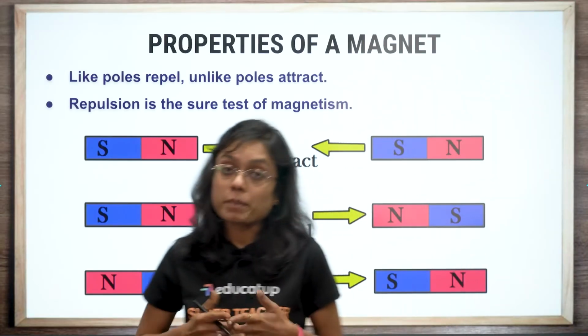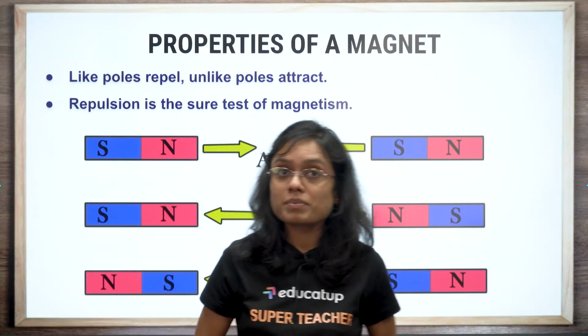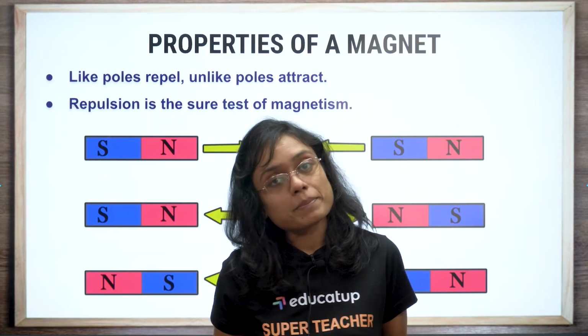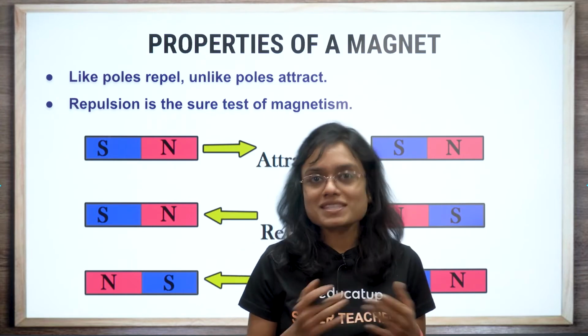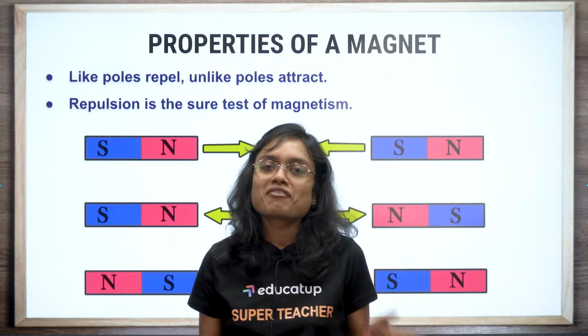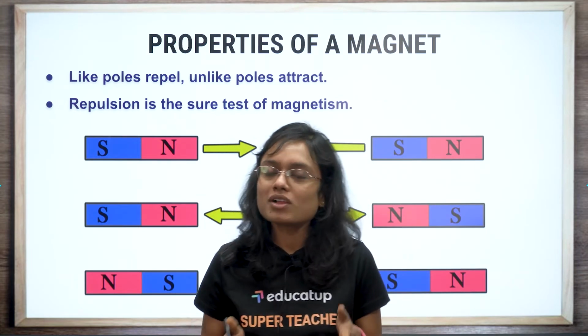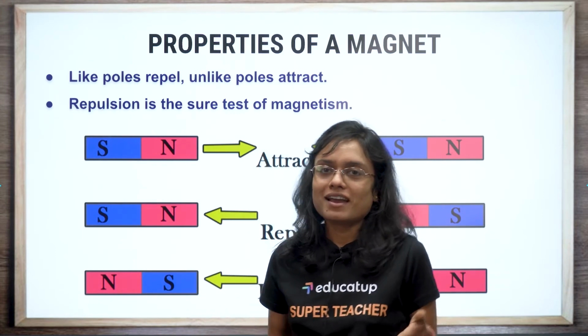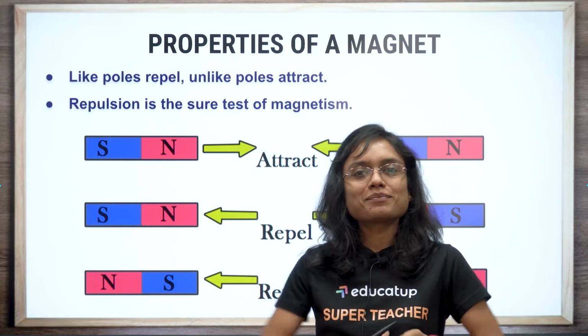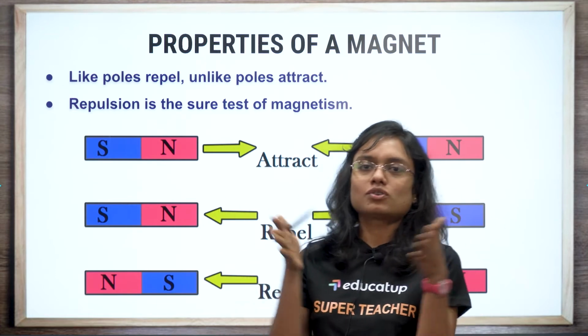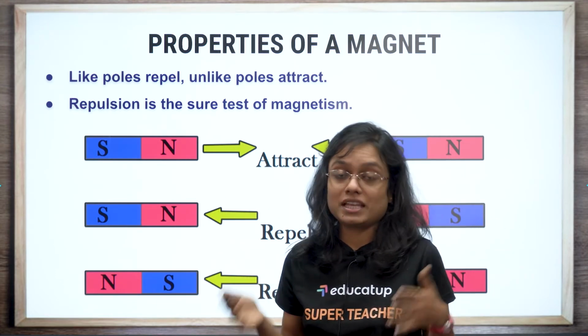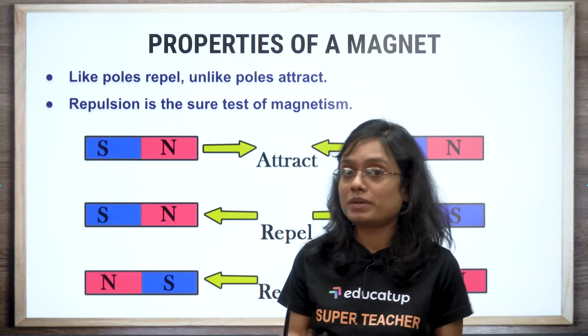Now, properties of a magnet. Now, the first property is like poles repel, unlike poles attract. Now, this is something we have heard from our childhood, and even today you all must be hearing it, like that if two people are similar, they will not like each other or they will not go together, and if they are opposite, they will definitely can be friends. Even you people think so.